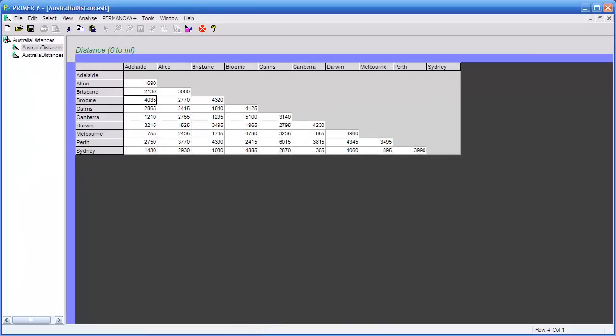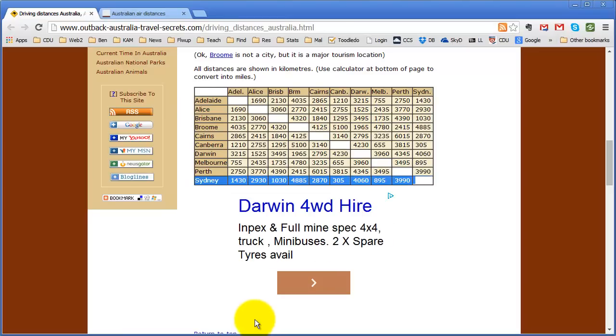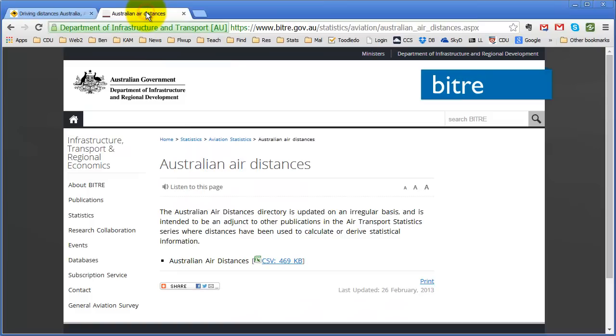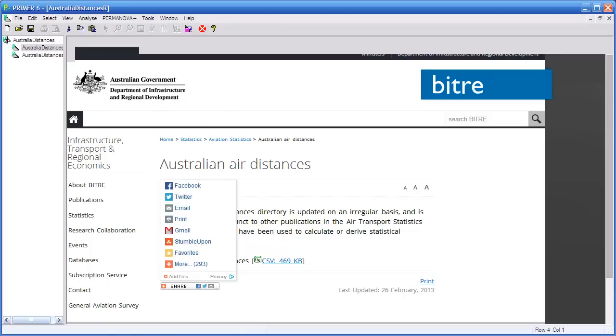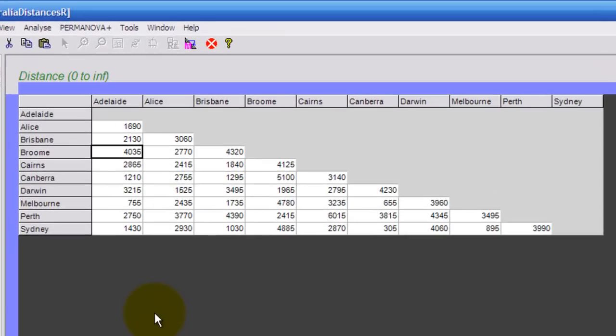Now, the data I'm going to use today will be from two sites, this one here, driving distances, and this one here, Australian air distances, which is provided by the Australian government. So back to PRIMER.